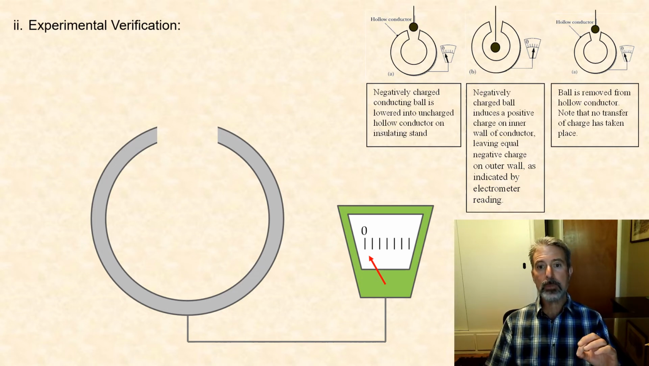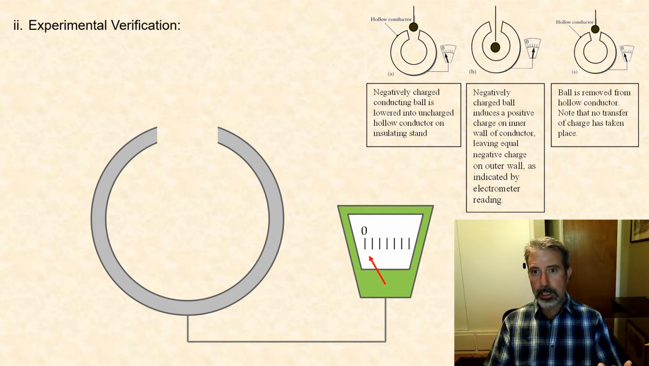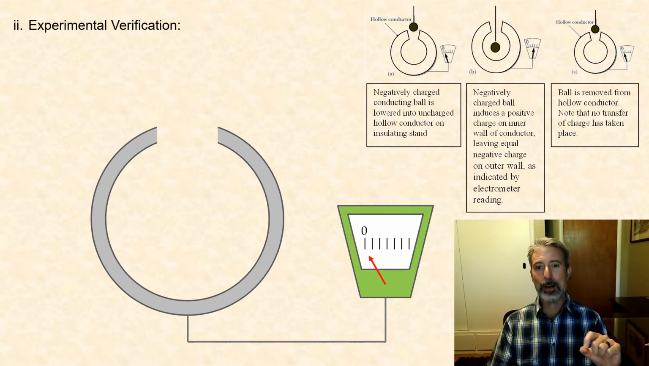that if all of the ball's charge is transferred to the conductor, and the electrometer reading doesn't change in any way, it remains the same, then we can infer that all of the charge must reside on the outer surface of the conductor. So you kind of see here that this is quite subtle. Let me just say it one more time here.